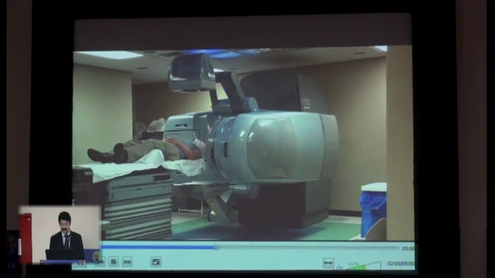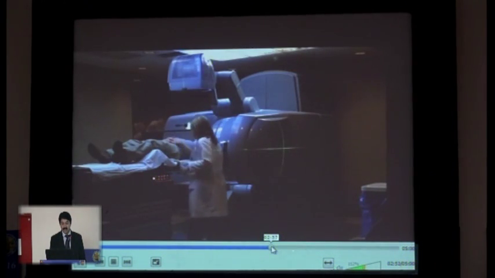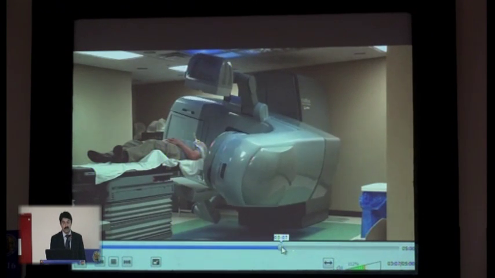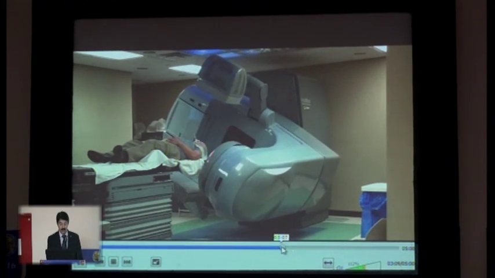Once this image is taken, it will rotate around and take a snapshot of the patient and match the tumor position along with the position of the patient. If there is any change in patient position, then it will be corrected at the same time. This is how it rotates around the patient.